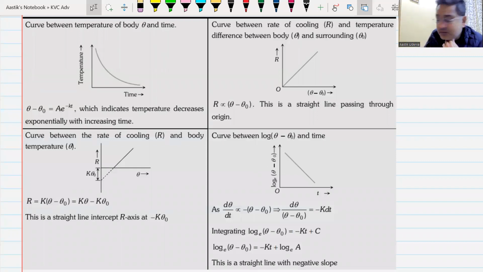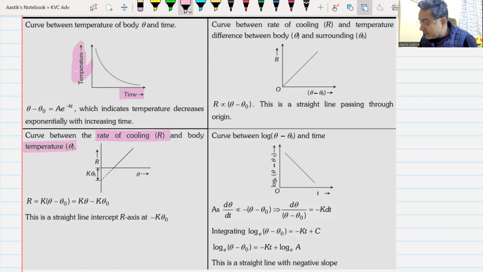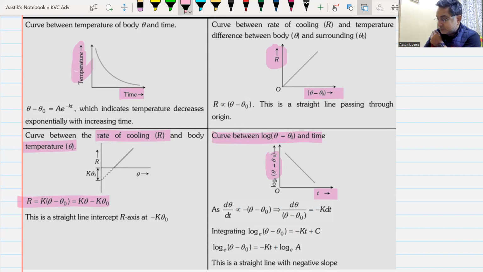Okay, then these are the various curves that I had promised. Curve between temperature and time, we have already seen this. Curve between rate of cooling and the body temperature, from the approximate form, between rate of cooling and theta minus theta naught. Between log of theta minus theta naught and time, this is from the original graph. Do we understand all these curves? Yes or no? I'll give you 2 minutes to note it down. Then let's move ahead and solve a couple of questions.